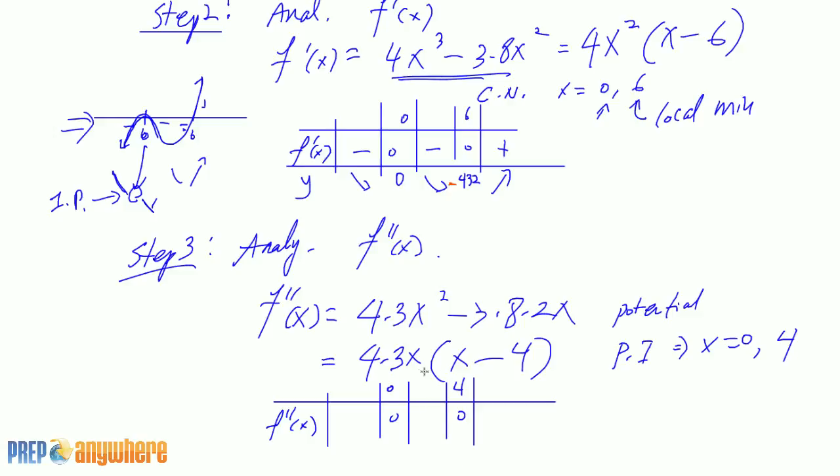So look, this is a parabola, right? So it's going to be negative in between and positive outside. Okay, so that means it's concaving up here. It's concaving up, it's concaving down, and concaving up. So this is both inflection points.